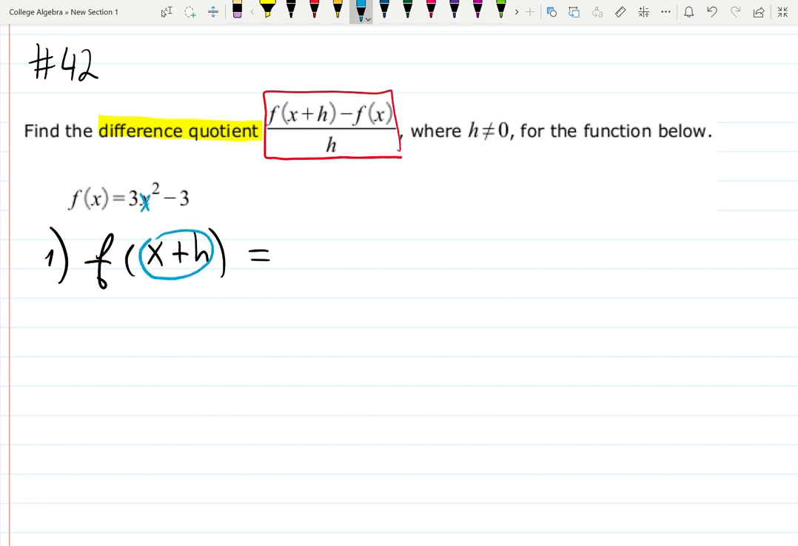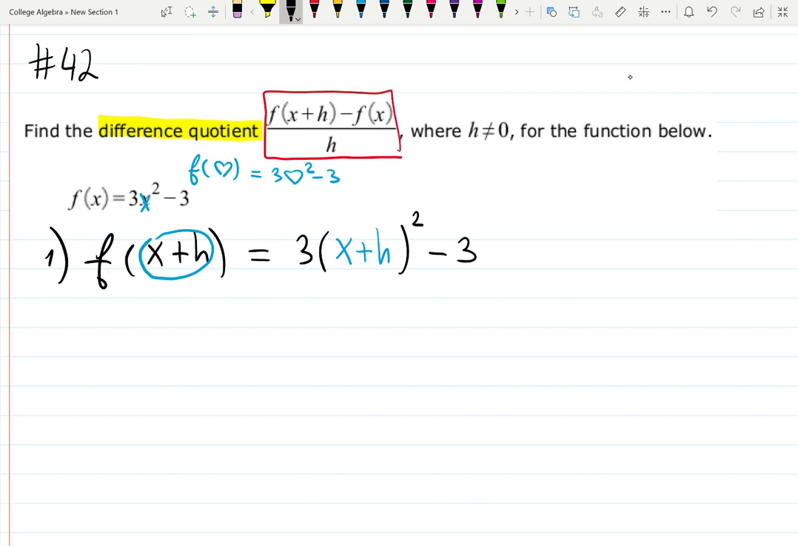See my other video where I explain how to copy and paste different inputs, including love. So for example, if you want to input love, f of love will be 3 love squared minus 3. It doesn't matter what I want you to put in. Be very open-minded about this. Every time I see x, I will instead plug in x plus h. Since it was squared originally, I will keep the square, minus 3.